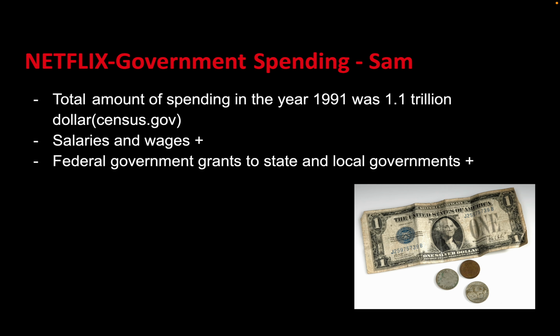Now, government spending. The total amount of spending in the year 1991 was $1.1 trillion, and this spending was for salaries and wages, and also for federal government grants to state and local governments. They funded new projects to increase the economy.